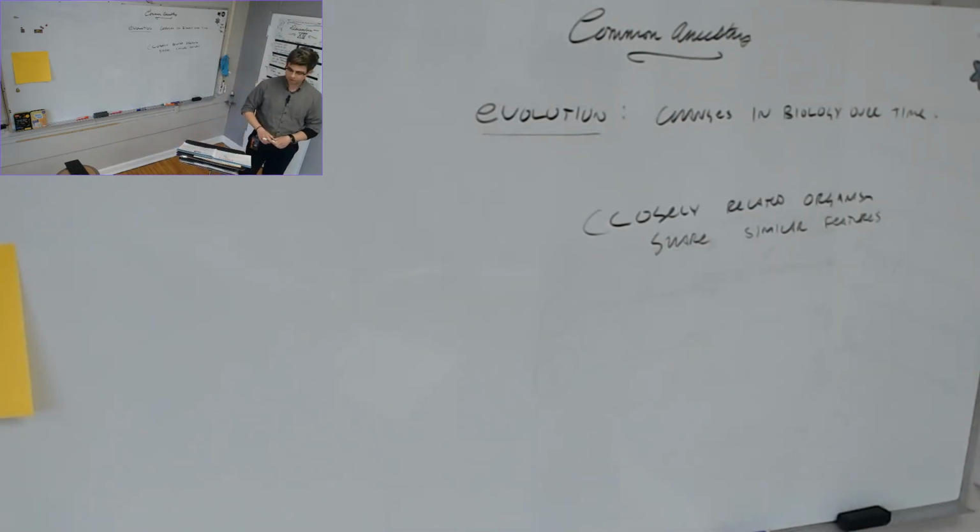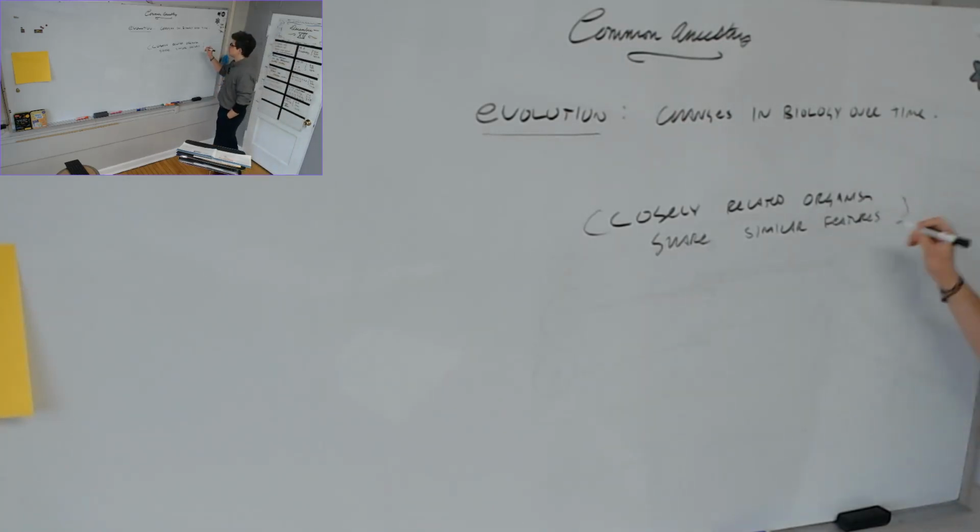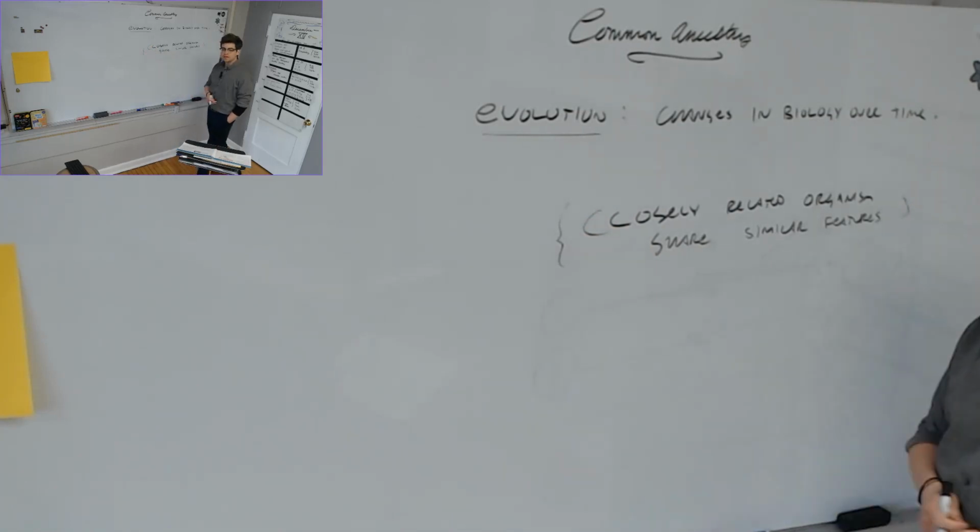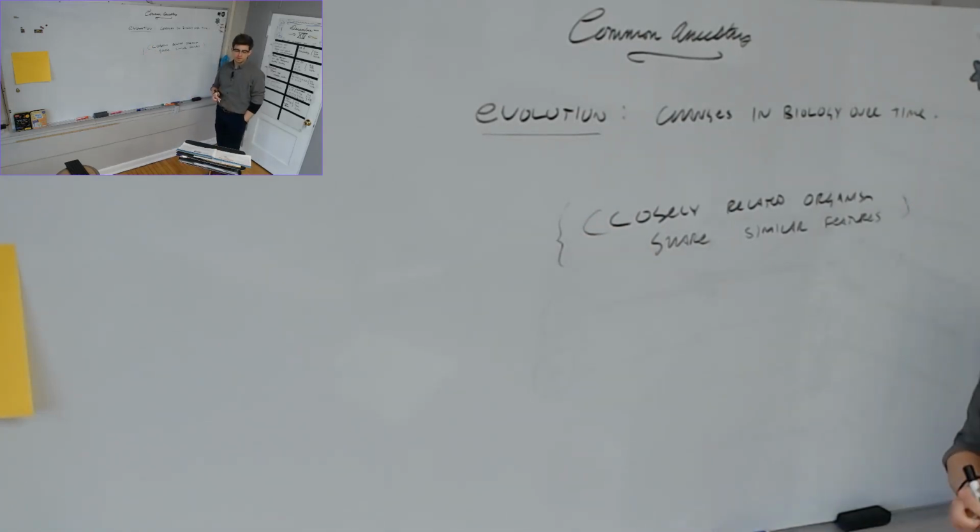Yep, that's what we're looking at. So generally, closely related organisms share similar features. That's one piece of evidence that we use. How can we tell that for past organisms? Very simply, again, the piece of evidence we primarily use for that is fossils. Right, very good.